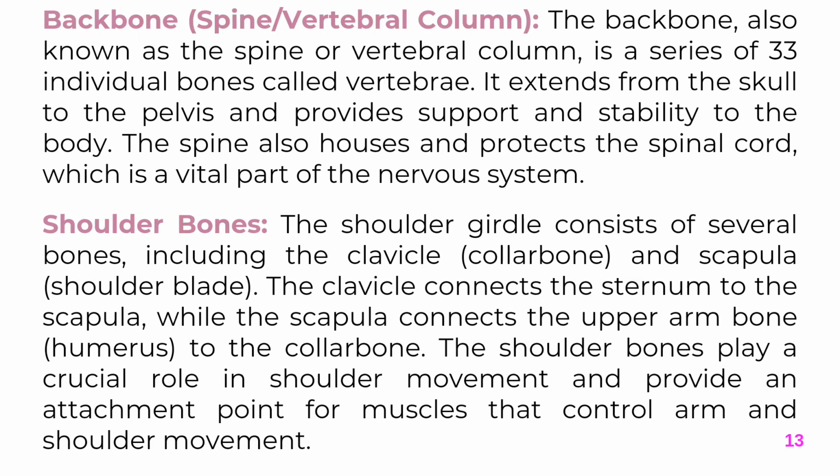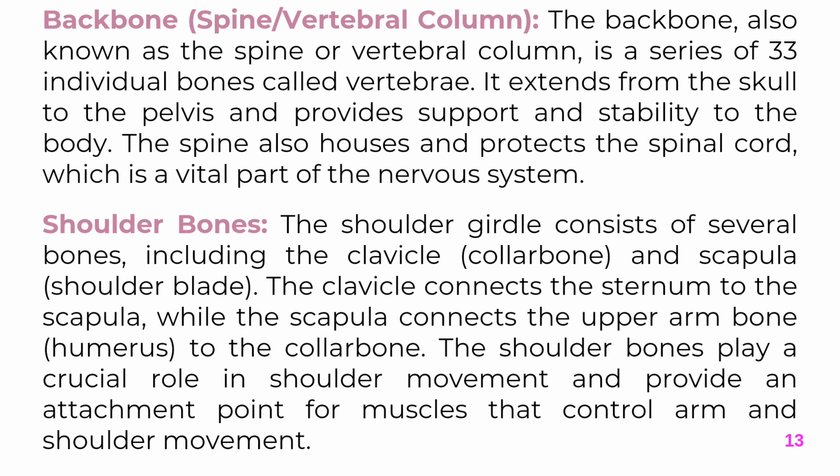Backbone, spine, vertebral column. The backbone, also known as the spine or vertebral column, is a series of 33 individual bones called vertebrae. It extends from the skull to the pelvis and provides support and stability to the body. The spine also houses and protects the spinal cord, which is a vital part of the nervous system.